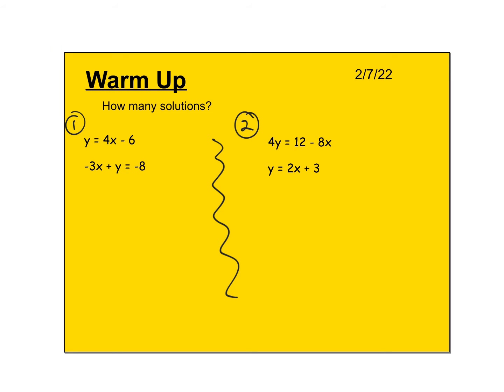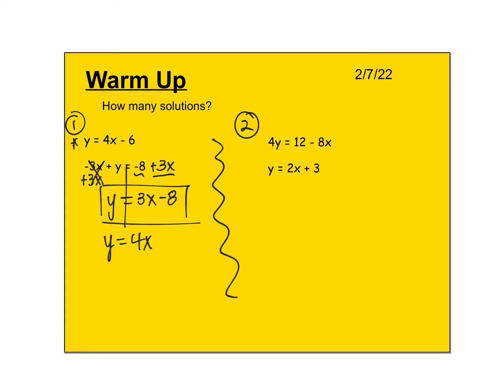All right, so the first one, this equation looks good, but this one we need to rewrite. So I'm going to add 3x to both sides. Okay, so I get y equals, I'm going to rearrange it, put my x first, 3x, and then minus 8. Okay, so there's one equation. My other equation was y equals 4x minus 6.